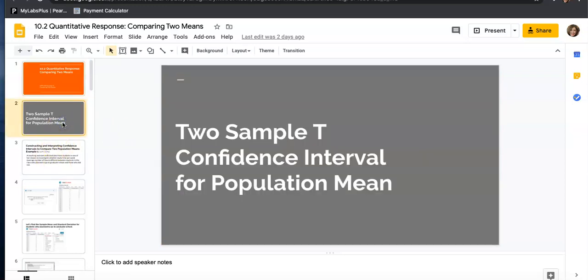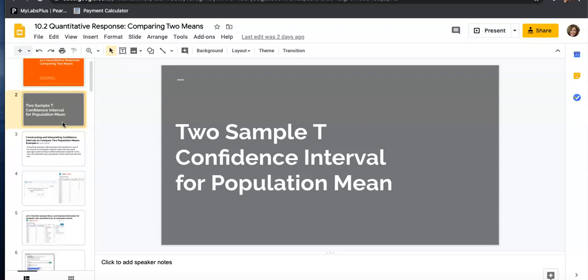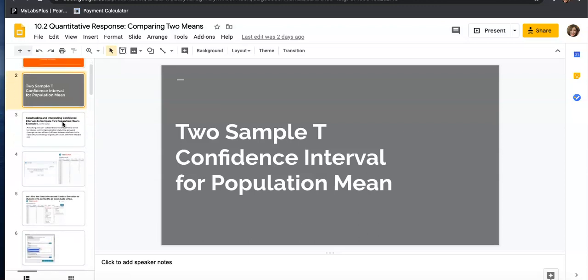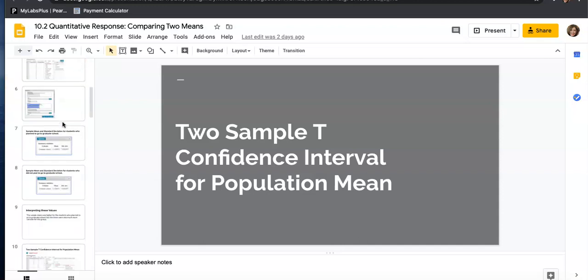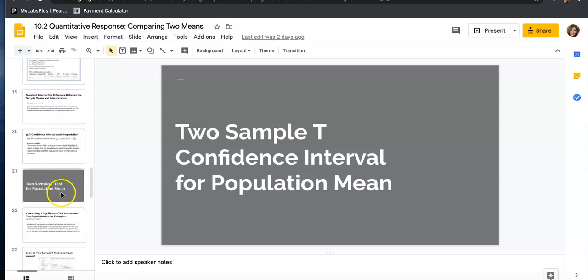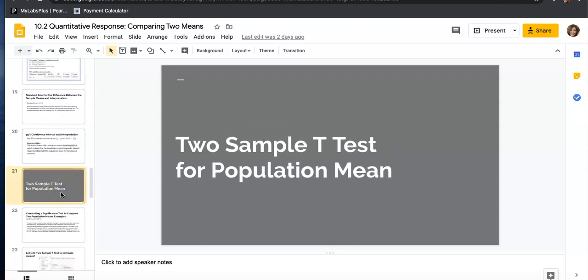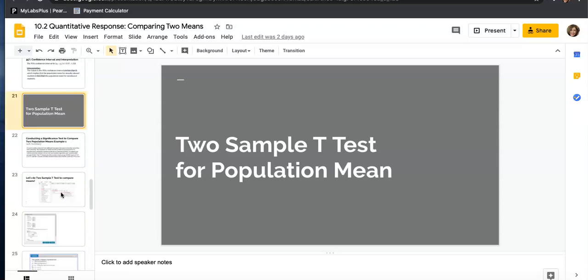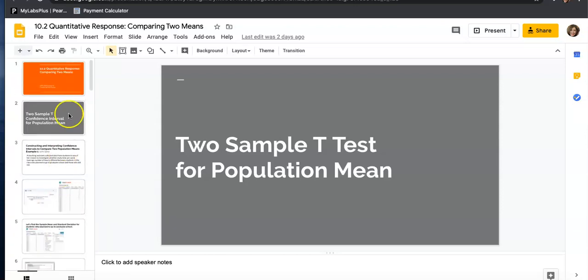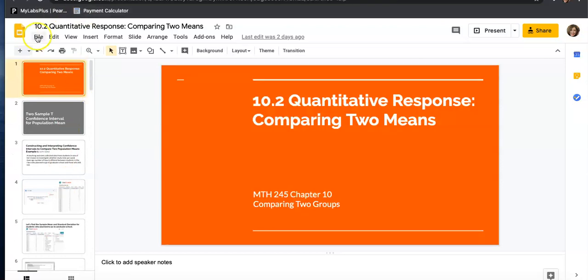So the first two examples that I will go over with you are constructing confidence intervals and talking about what those intervals mean, and how they can be used to answer the question that we have. And from slide number 21, we're going to be conducting two sample t-tests for population mean, and those are the ones where we set up the null hypothesis and the alternative hypothesis, figuring out the p-value to either reject or fail to reject. So we'll do two examples of each, and that should be enough for comparing population means. All right, let's get started on this.